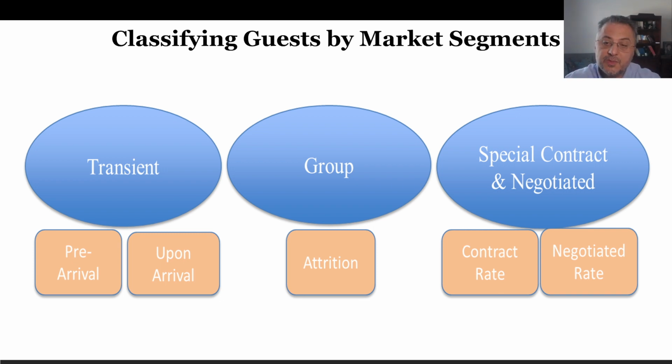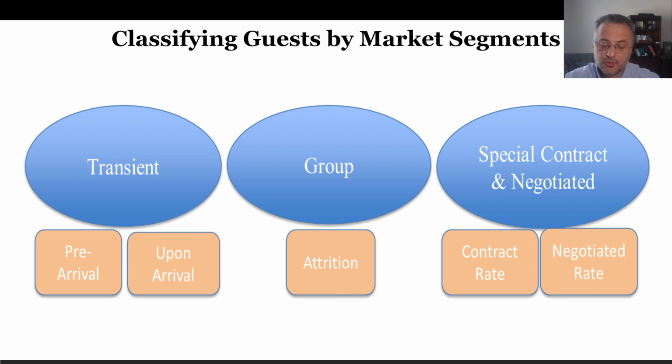In addition to transient and groups, we also deal with special contract and negotiated room rates in our industry. Now, when we say contract rate, we talk about the long-term room rate that is agreed to in advance and for the duration of the contract agreement. For example, you make a 1-year contract, right? So basically, an agreement by a hotel to house an airline's flight crew every night for 1 year. Usually they come to you.